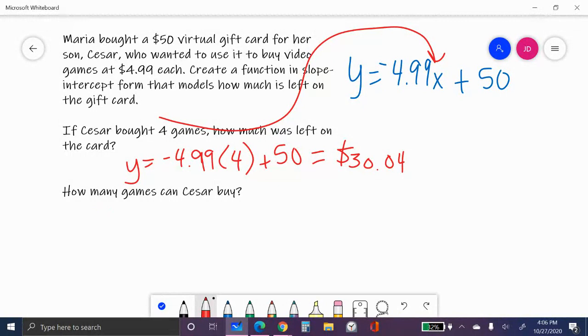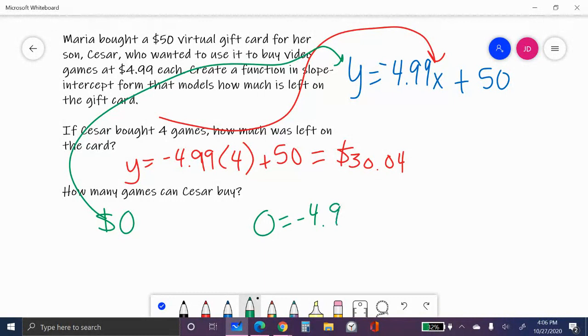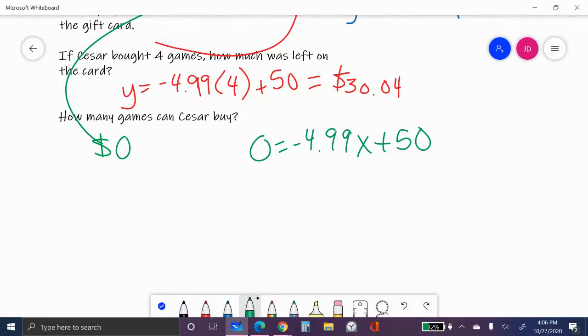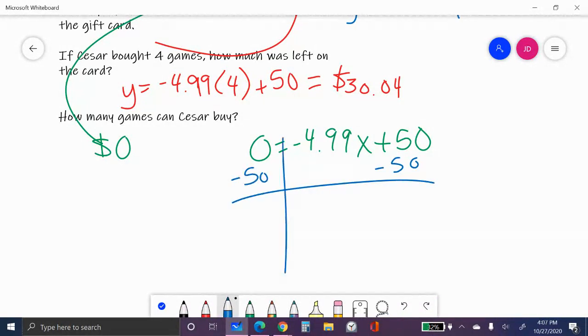Let me do a different color. $0 to be in for my y value. We want to see how much you can buy. So we have 0 equals negative 4.99x plus 50. And then we're going to solve that. So we're going to minus 50 from both sides. Forgot to do the line on my equation there. And now we get negative 50 equals negative 4.99x. Divide both sides by negative 4.99.